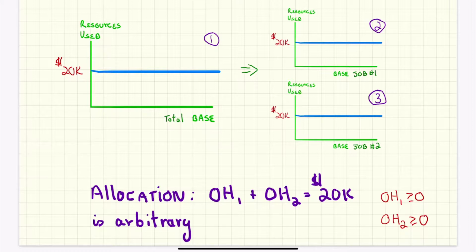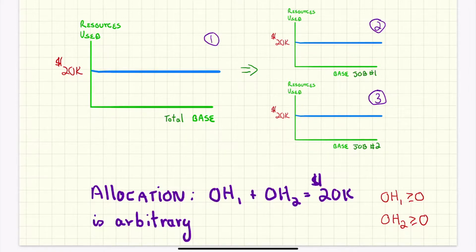And really all we require is that the sum of the allocations equal $20,000, and of course that each of the allocations should be greater than 0. So is there an answer as to how much overhead 1 should be and how much overhead 2 should be? I'm afraid the answer to this one is no. Whatever allocation you come up with is essentially arbitrary, because there's no clear relationship between the amount of resource used, which is going in this direction, with the amount of the base that's used.